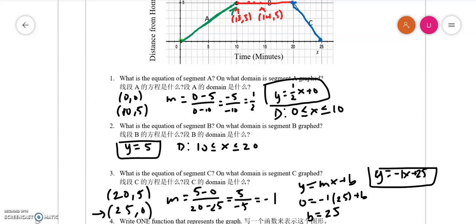We have 3 equations. And again, we need the domain. So our blue segment, it started at x equals 20. So 20 is less than or equal to x.